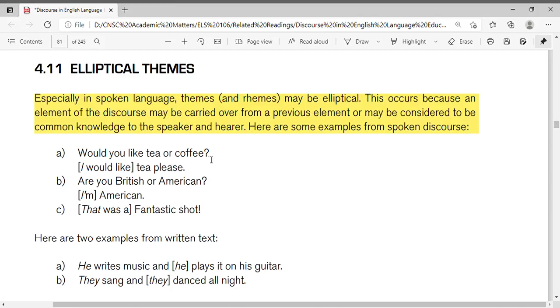Would you like tea or coffee? The answer expected from that question is, tea, please. So this part, the bracketed part, is considered as an elliptical theme because it already appeared in the first clause. The same with this one. Are you British or American? I'm American. The I'm here is already bracketed because it is already given that the you is referring to the I of the respondent in the discourse. That was a fantastic shot. This could be omitted because the fantastic shot is already referring to what already exists.